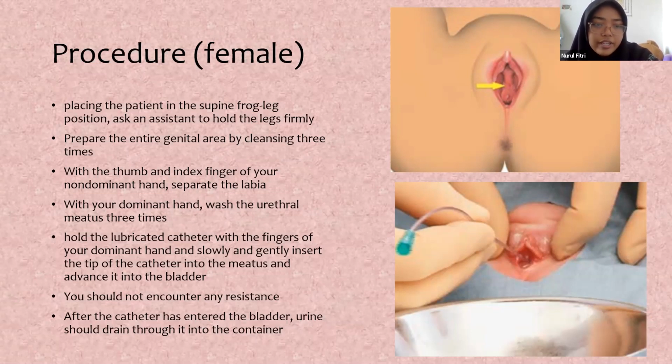Hold the lubricated catheter with the fingers of the dominant hand, and slowly and gently insert the tip of the catheter into the meatus and advance into the bladder. Because this is a female, usually you will not encounter resistance, because the urethra is short and straight. The sign that the catheter has been inserted into the bladder is when urine drains into the container.